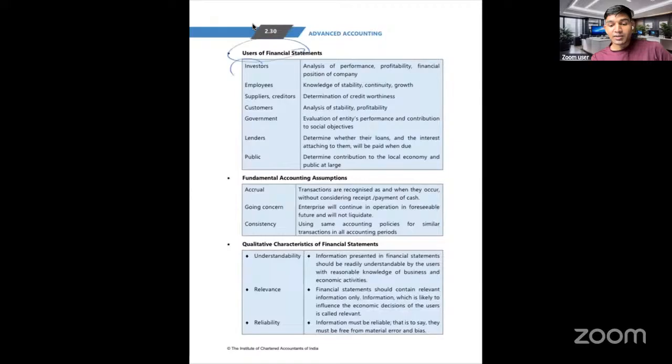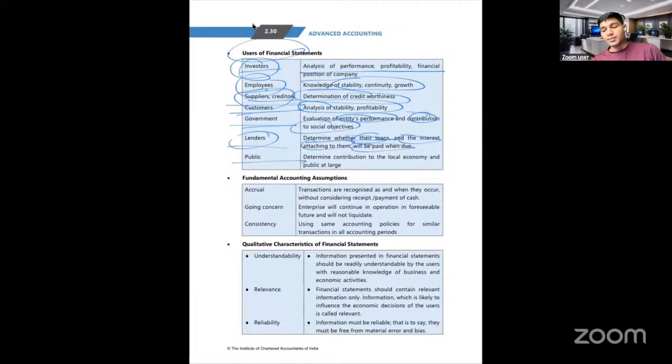Users of financial statements: investors, employees, suppliers and creditors, customers, governments, lenders, and the public. Investors use it for analysis of the performance, profitability, and financial position of a company. Employees for knowledge of stability, continuity, and growth of the company. Suppliers for its creditworthiness. Customers for the analysis of stability and profitability. And government for the evaluation of the entity's performance, contribution to the social objective, and for tax determination. Lenders to determine whether their loans and the interest attaching to them will be paid when due, and the public for determination of contribution to the local economy and the public at large.